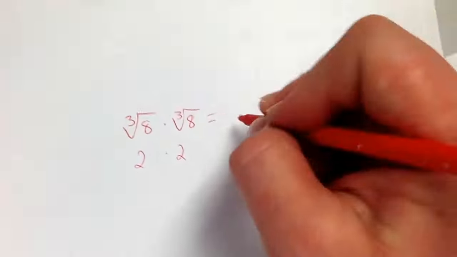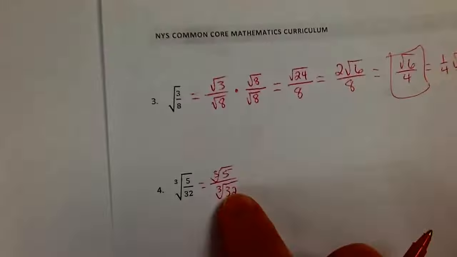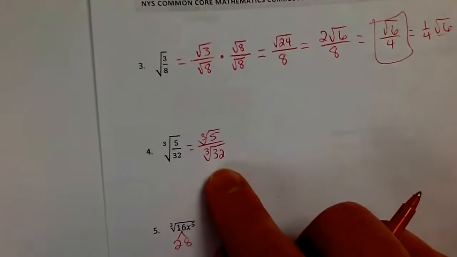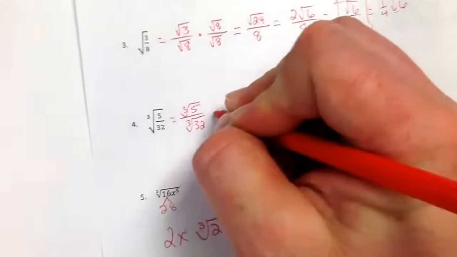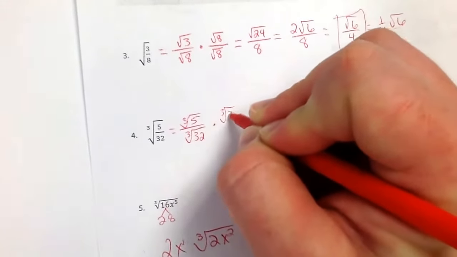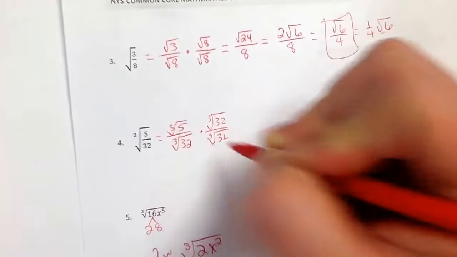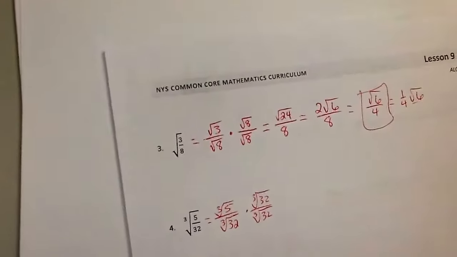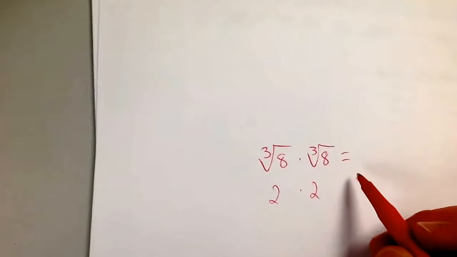Third root of 8 times third root of 8 is not 8, is it? No. So, will our same strategy work here? Can I just multiply by the third root of 32? Like, can I just go times third root of 32 over third root of 32? Does that get rid of the radical on the bottom? No. We just found third root of 8 times third root of 8 is not 8.